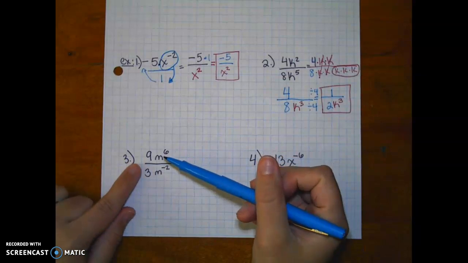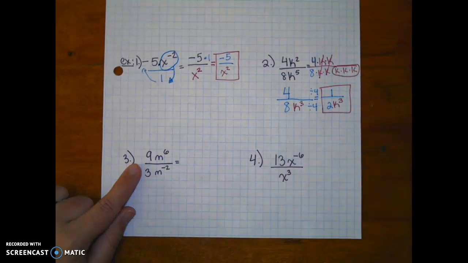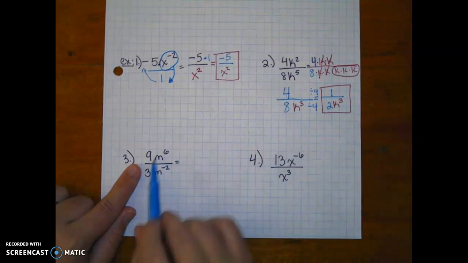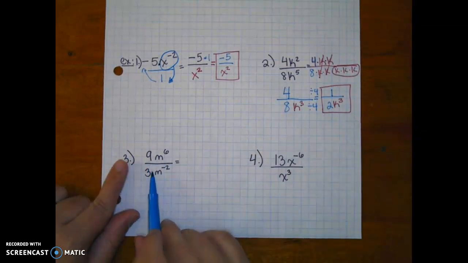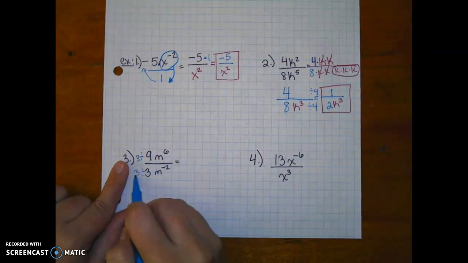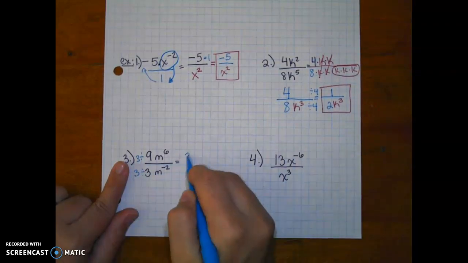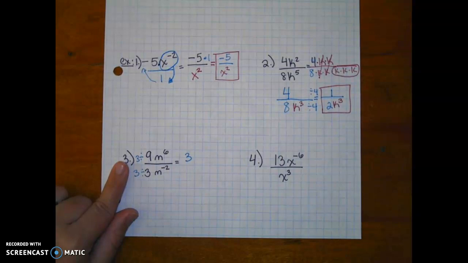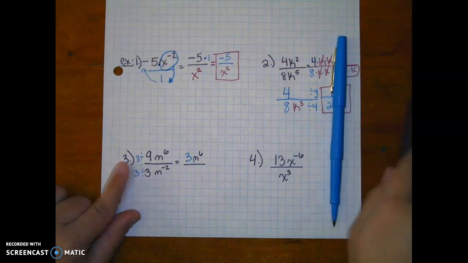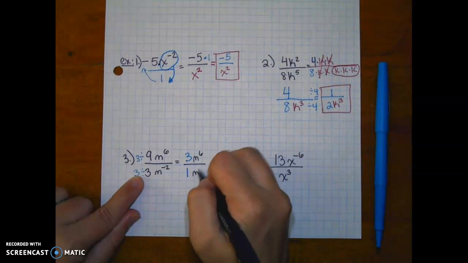So you can do one of two things. You can do the m's first, or you can do the 9 and the 3. I am going to do the 9 and the 3 first for this one. I know the largest number that goes into both of them is 3. So I'm just going to divide the 9 and 3 to reduce the front half of my equation. 9 divided by 3 is 3. I'm just going to copy over the m and the 6, m to the power of 6. And 3 divided by 3 is 1. And I have m to the negative 2.